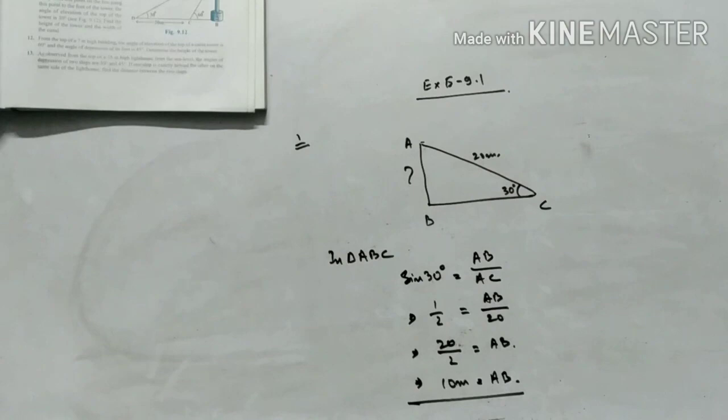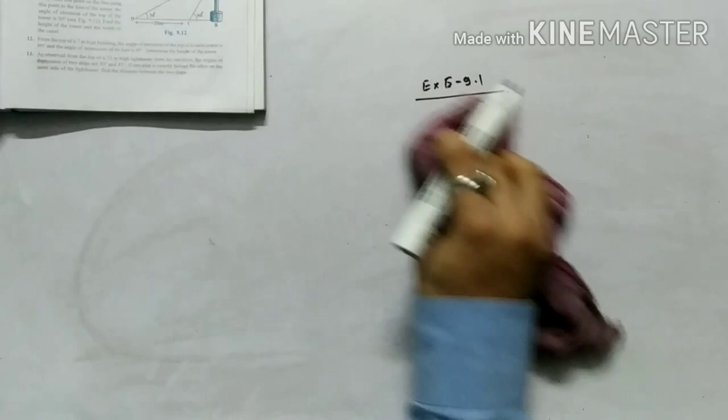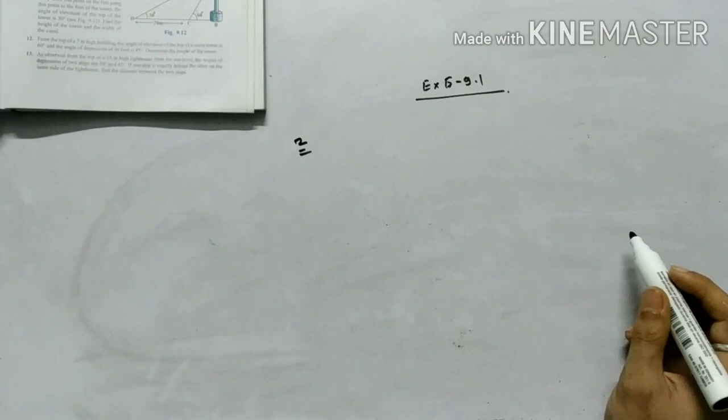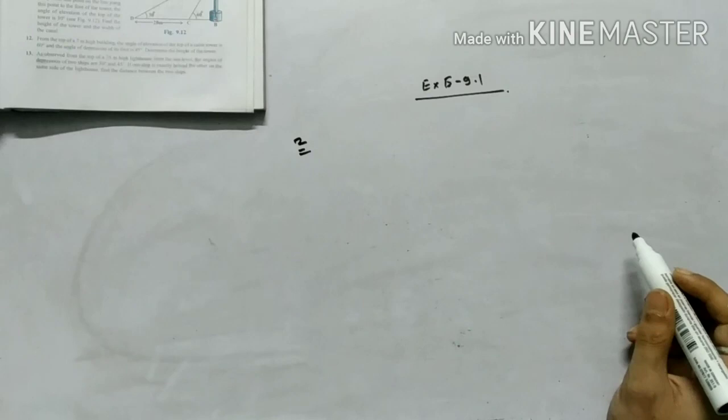Next, again, you see question number 2 here. A tree breaks due to storm and the broken part bends so that the top of the tree touches the ground, making an angle 30 degree with it. The distance between the foot of the tree to the point where the top touches the ground is 8 meter. Find the height of the tree.